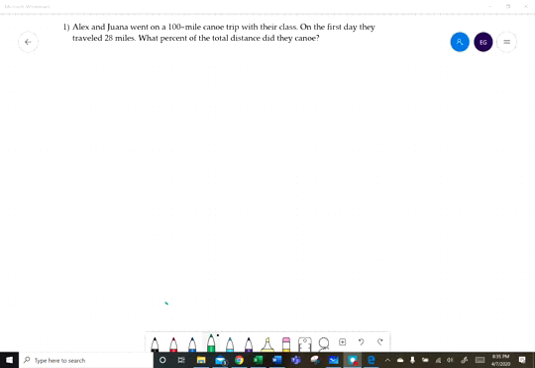Okay, Alex and Joanna went on a 100-mile canoe trip with their class. On the first day, they traveled 28 miles. What percent of the total distance did they canoe? Well, let's start with the word percent. What's the definition of percent? Well, literally, it means per 100 or out of 100.